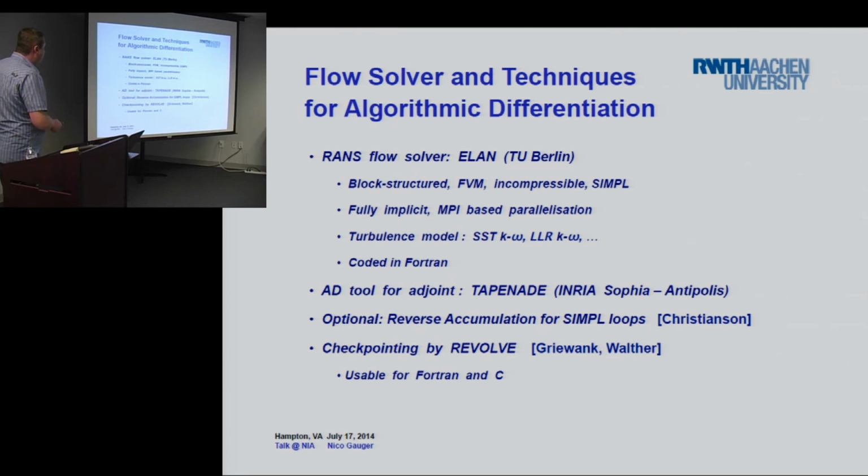In the Collaborative Research Center in Berlin, we were applying this code on heavy flow control problems. It's a standard solver here, block-structured finite volume method, incompressible, and the velocity-pressure coupling is done by SIMPLE coupling loops. It's fully implicit, MPI-based parallelization, and there's a bunch of turbulence models in. We concentrate on the SST k-omega. Frank is a well-known expert in turbulence modeling. There's much more in. It's coded in Fortran.